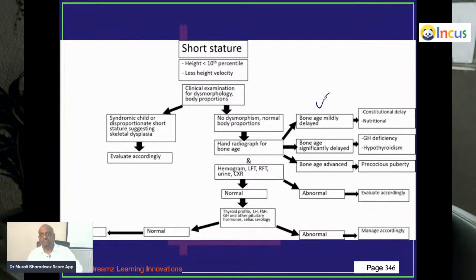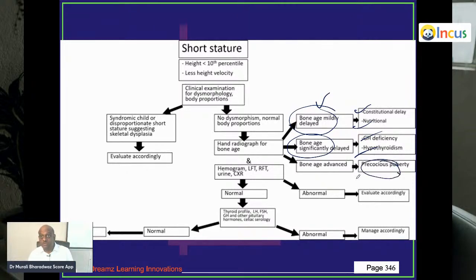Bone age, chronological age. If the bone age is delayed, chronological age means according to your date of birth, your age. Bone age means you will take an X-ray and see how many ossification centers appeared, and based on that, you will expect certain age. So if your bone age is mildly delayed, that happens in constitutional delay and nutritional dwarfism. Bone age is significantly delayed means growth hormone deficiency and hypothyroidism.